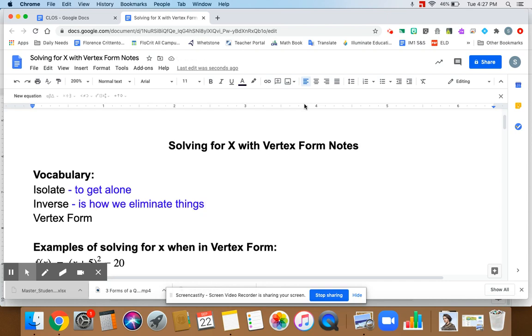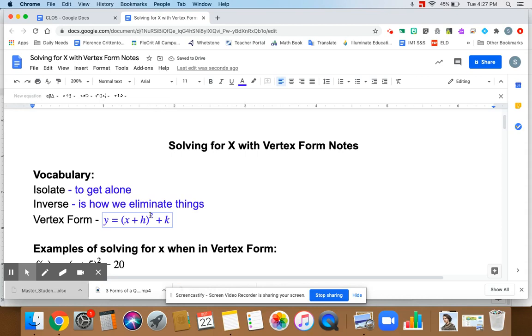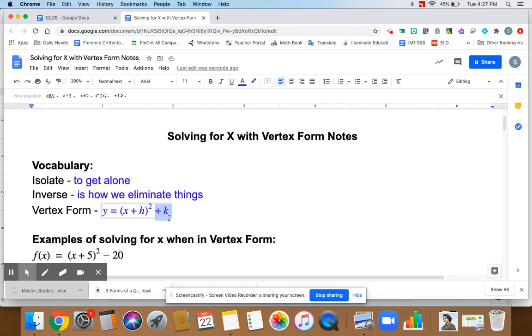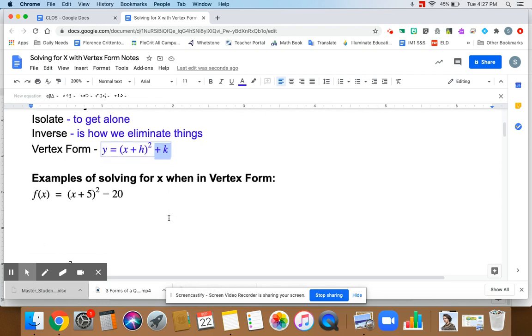And then vertex form was a specific type of quadratic form that looks something like this. So specifically, vertex form has a parentheses being squared, and there's usually some number after it that you add or subtract to the end. So this is vertex form. Remember, f of x just means y, but it's more proper to write f of x.